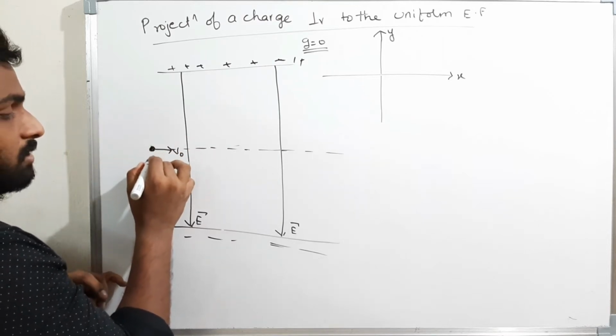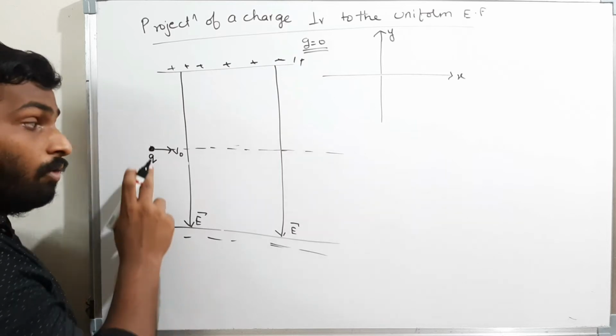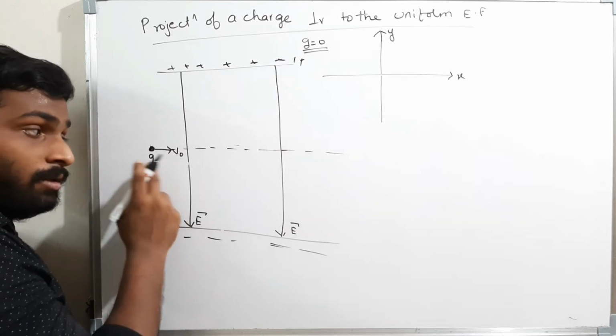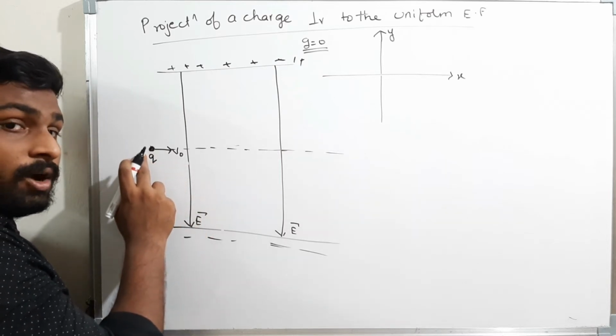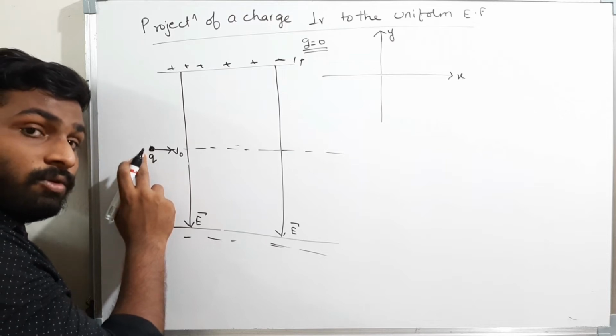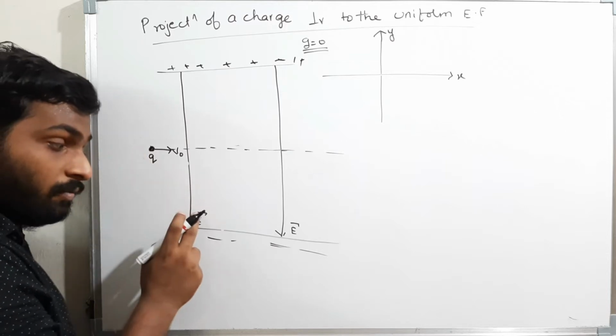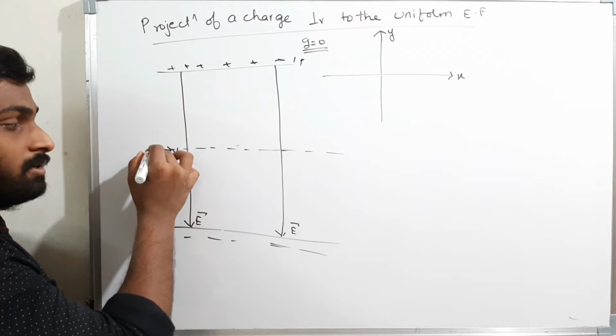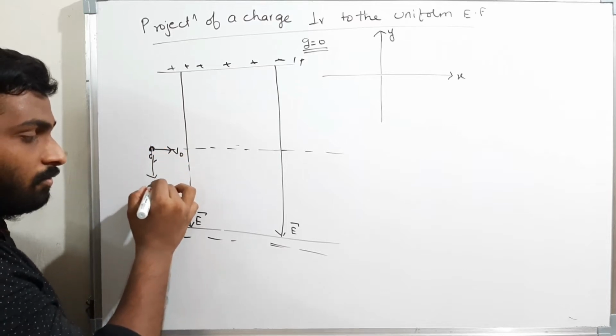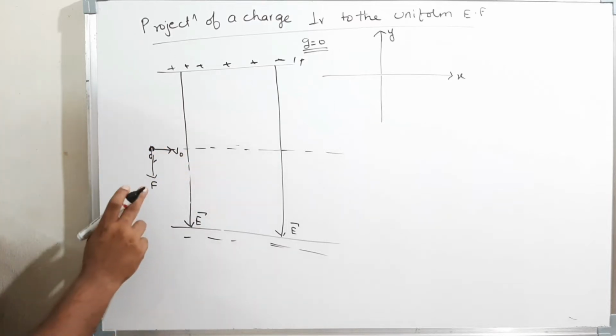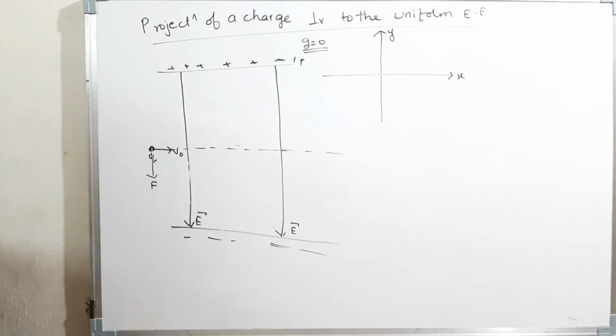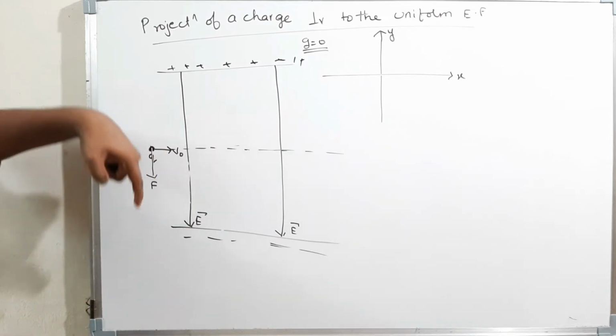Now what will be the direction of force? If this is a positive charge, the positive charge will always have a force in the direction of the electric field. That means the direction of force will be downwards. That means this charge will be pulled downwards.